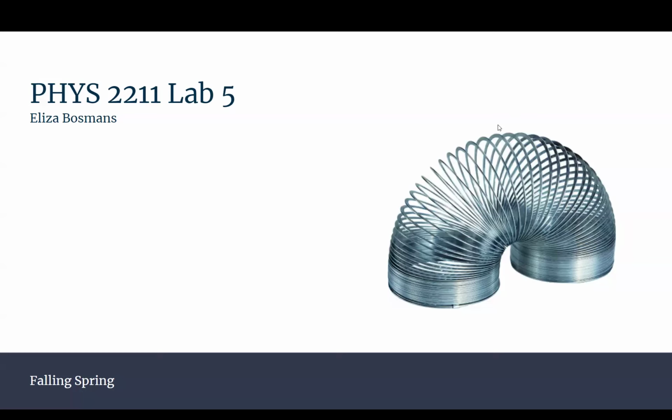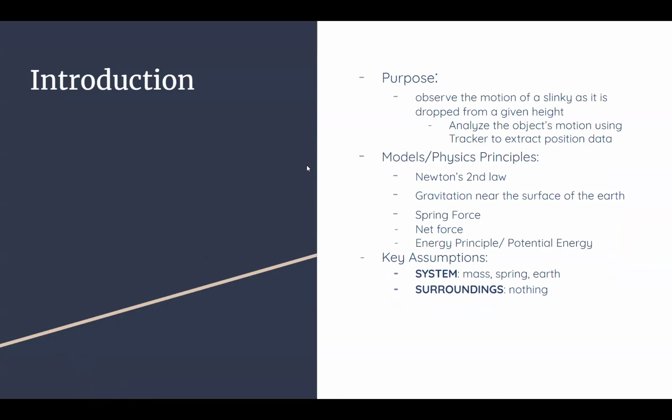Hi everyone, this is my Falling Spring lab for Physics 2211, Lab 5. The purpose of this was to observe the motion of the slinky as it dropped from a given height, and whether the slinky would drop all in one go, or the bottom would fall first, or the top would fall first, basically which way the spring would fall.